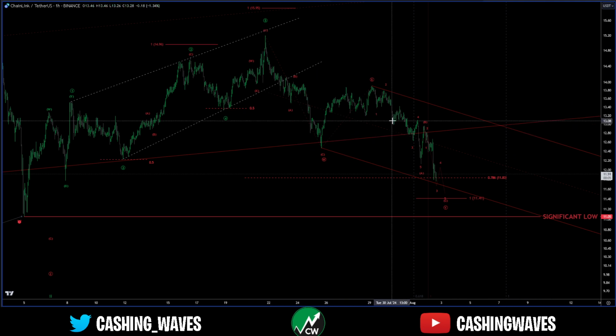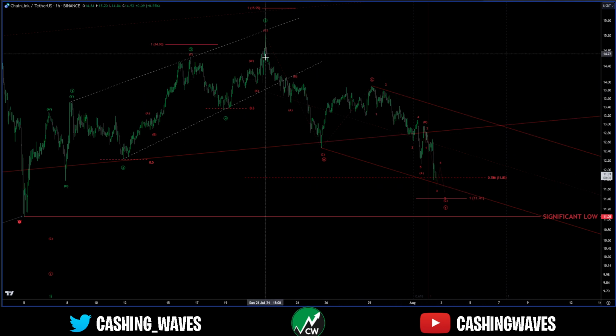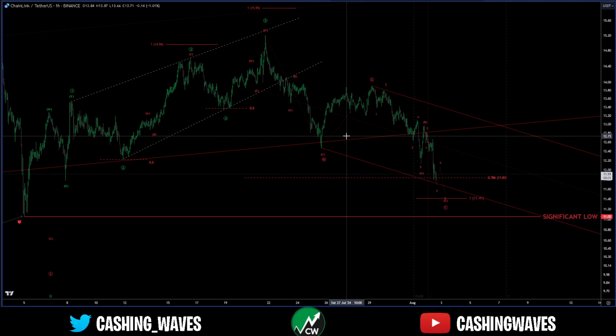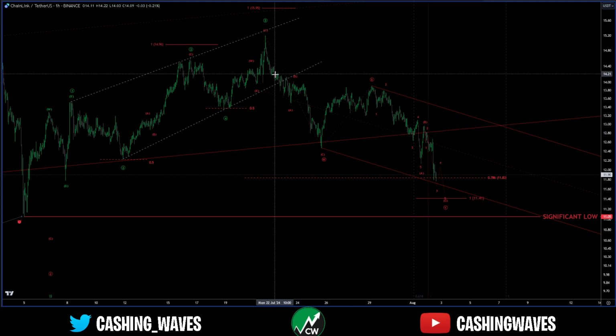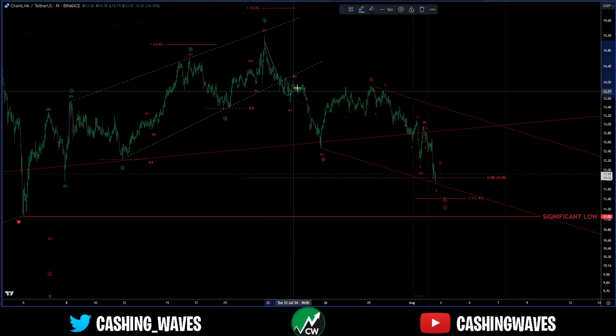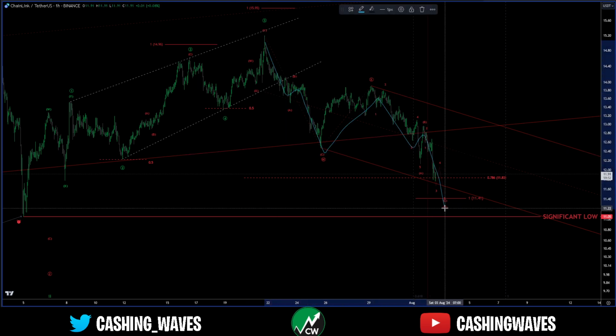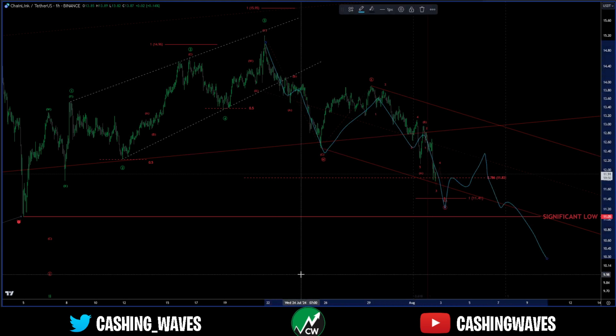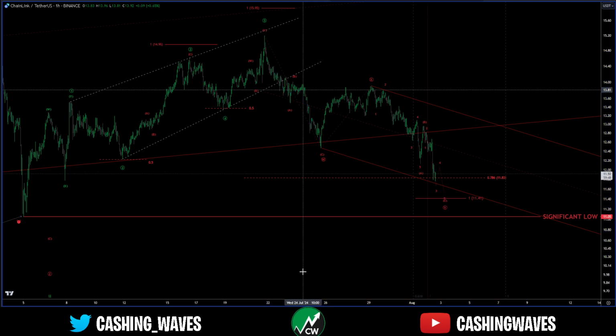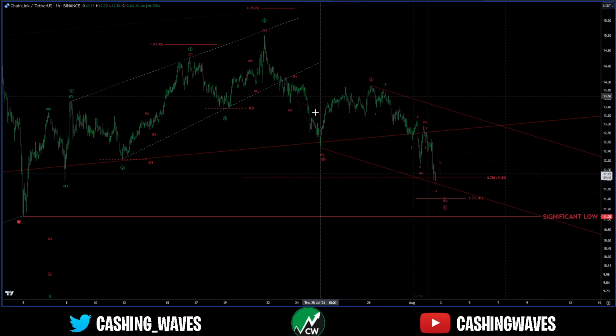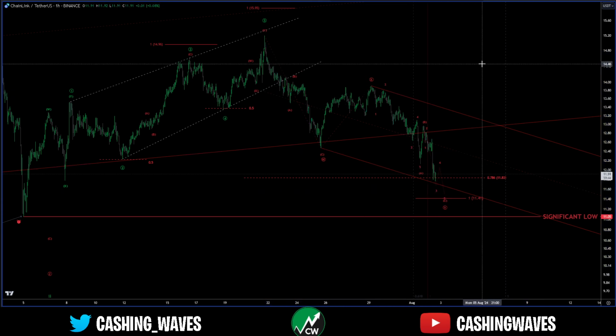But the fact that we have nice 3-wave patterns is a good indication that this is corrective rather than impulsive. The downside is on the larger trend, when we're saying maybe we can make new lows, we can also make diagonals as C waves. So we can get a diagonal to the downside as well. So we're not going to know until we see the reaction at this level.